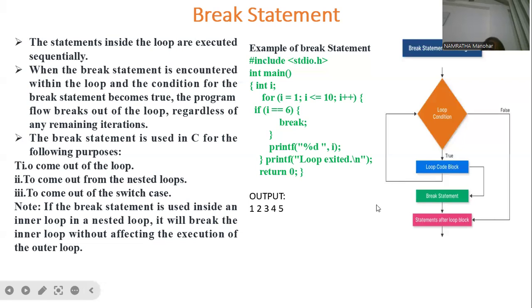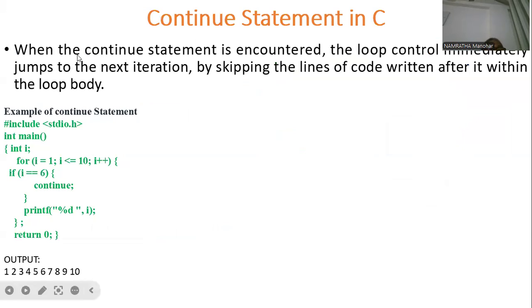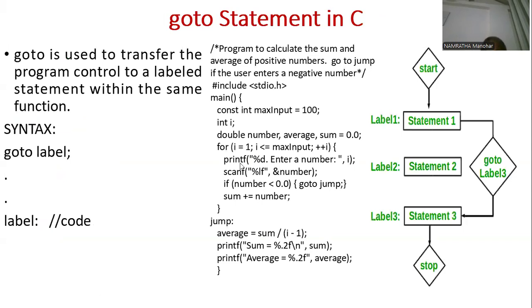Now, continue. Sometimes you may want to continue. So when the continue statement is encountered, the loop control immediately jumps to the next iteration by skipping. For example, if I is equal to 6, though I'm telling break, because this condition is met, it stops the loop. So even though I is 6, I'm saying it to numbers 1 to 10.